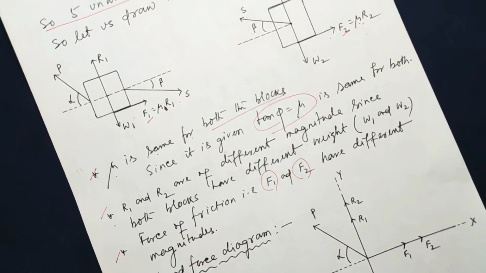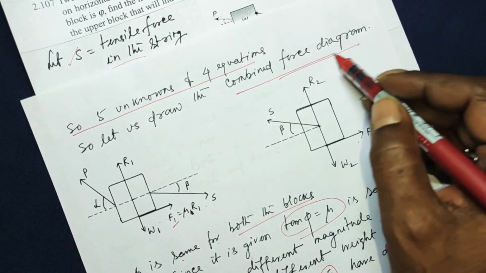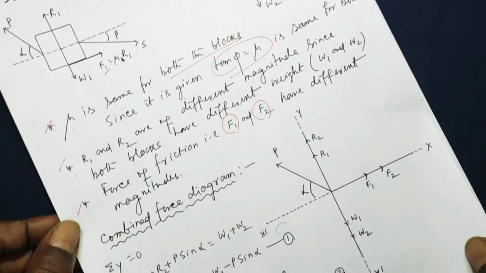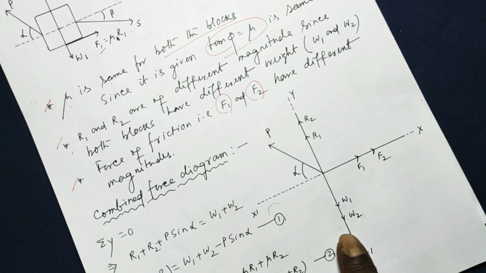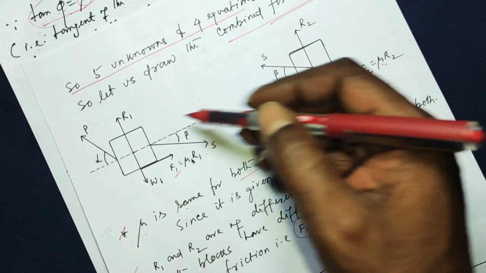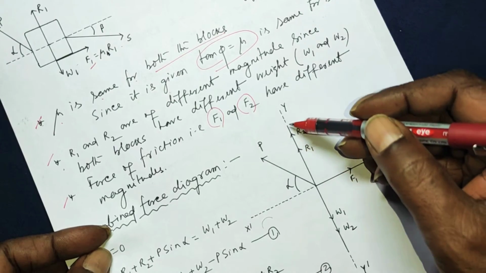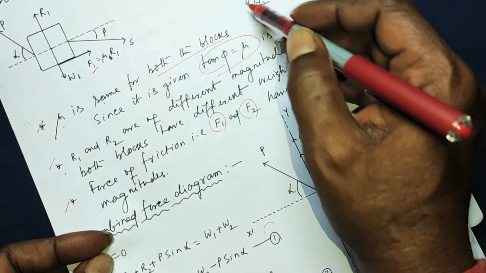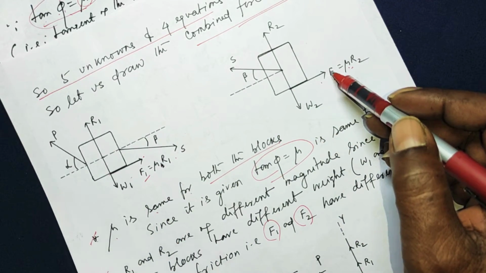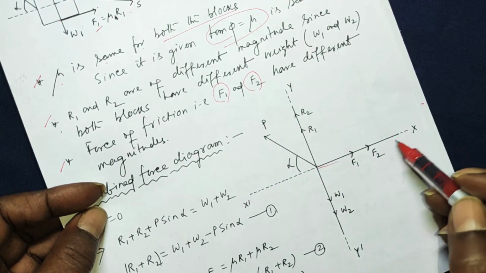So in such a situation, I have to draw the combined force diagram. Now look at this. This is the combined force diagram. How is this the combined force diagram? R1, R2 are in the same direction, so I have taken them along the positive y-axis. The forces of friction F1 and F2 are in the same direction, and I have taken them along the positive x-axis.